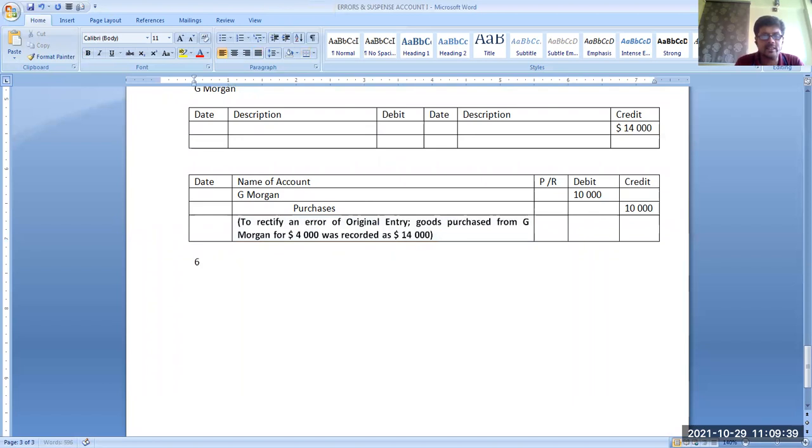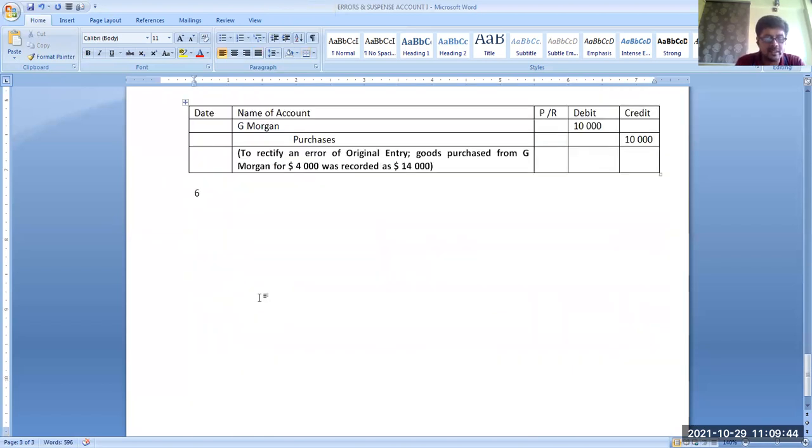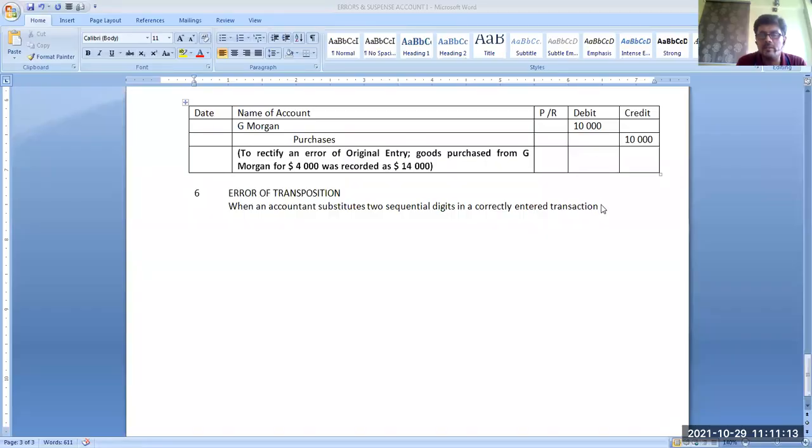Come to error number 6. Error number 5, error of original entry, error number 6 is error of transposition. Okay, when an accountant substitutes two sequential digits in a correctly entered transaction, this is called error of transposition. For instance, the transaction is correctly entered, but with wrong digits. It's not error of original entry, actually.